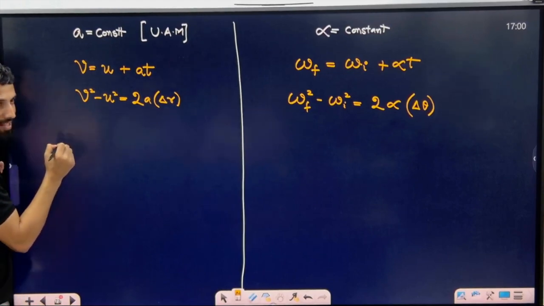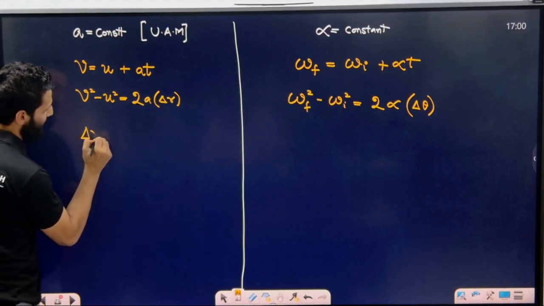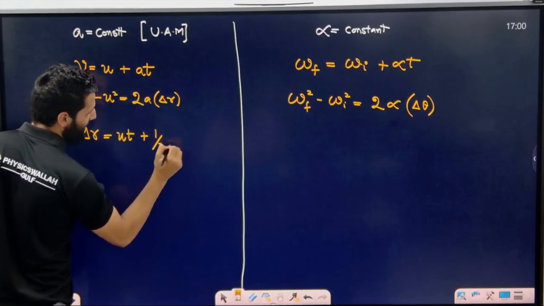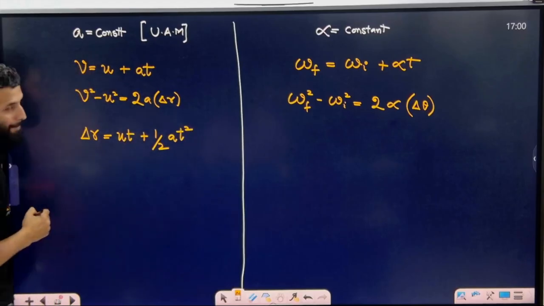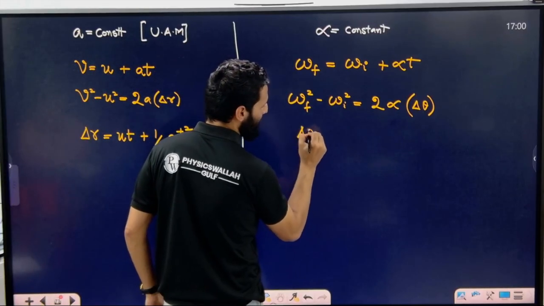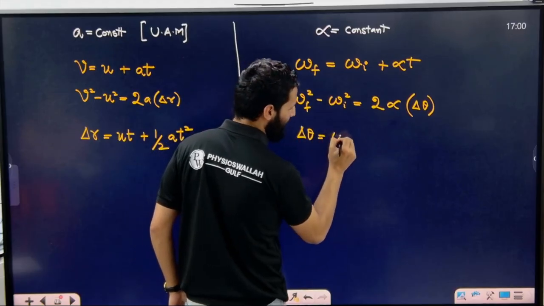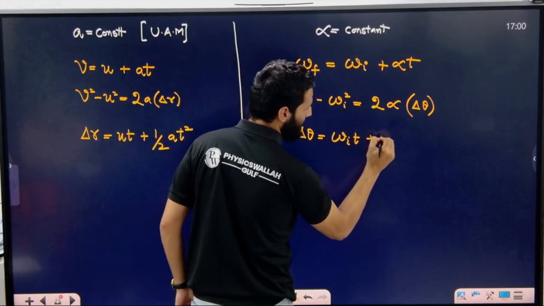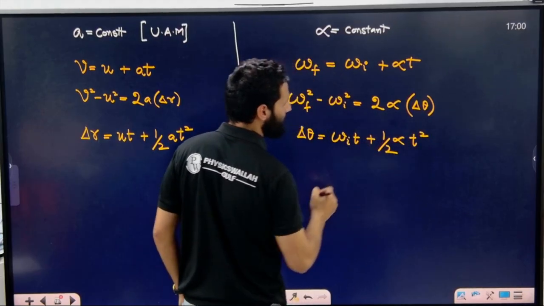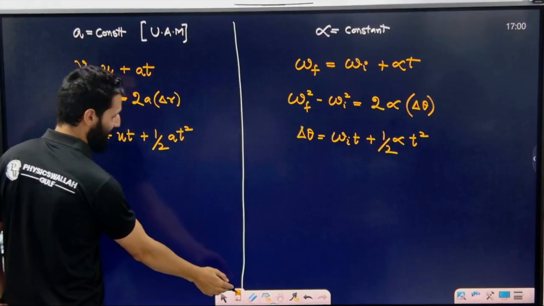Last equation: S is equal to ut plus half at square. S is equal to ut plus half at square. Now S is equal to ut, tell me ut plus half alpha t square. Should we have an extra equation?